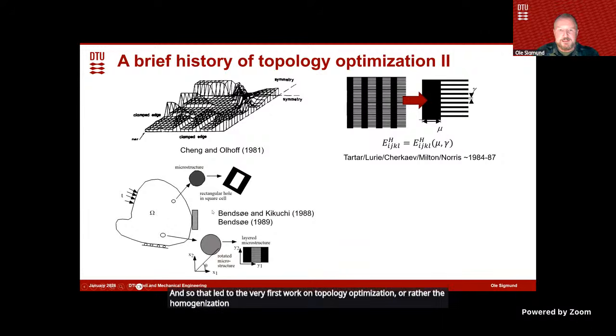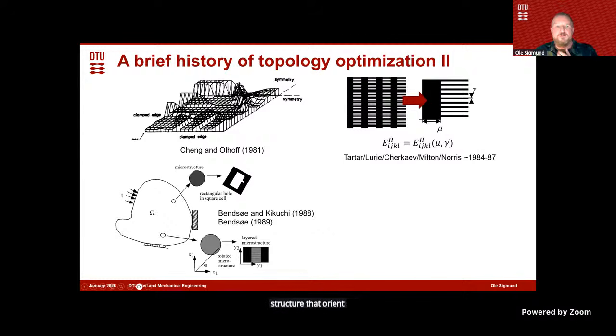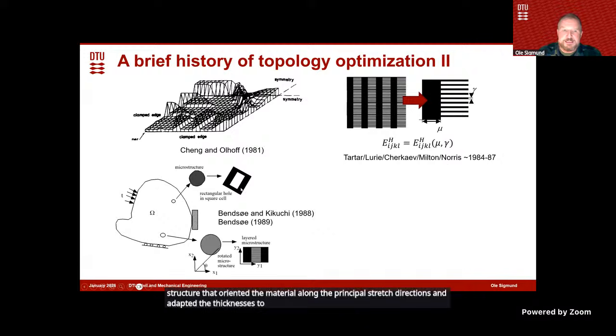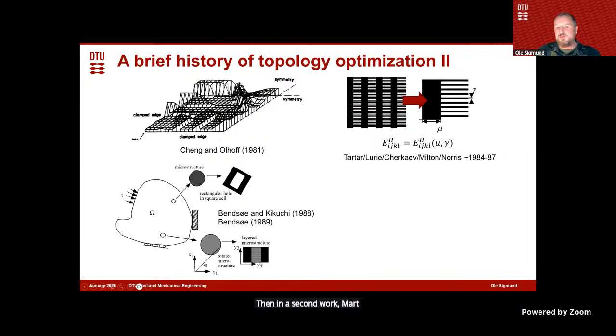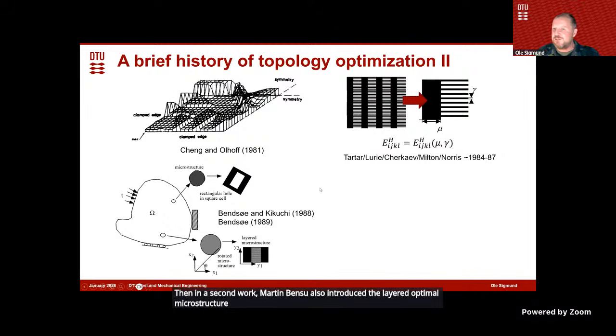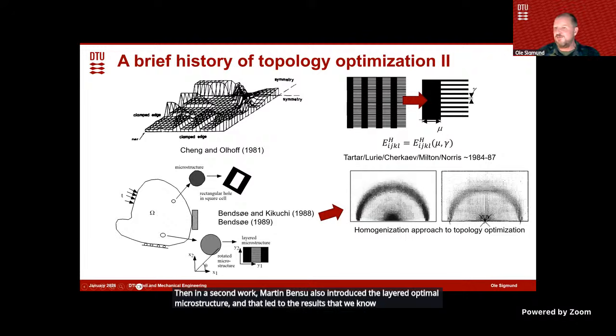And so in the very first work with Bendsøe and Kikuchi, they used a so-called rectangular hole structure that oriented the material along the principal stress directions and adapted the thicknesses to the local stresses. Then in a second work, Martin Bendsøe also introduced the layered optimal microstructure, and that led to the results that we know today as the homogenization approach to topology optimization.